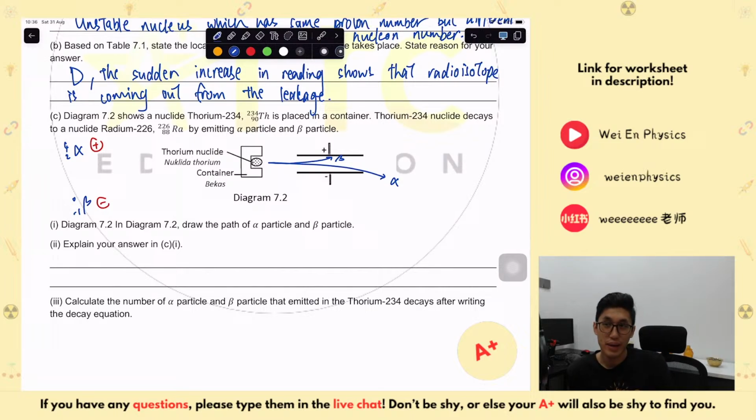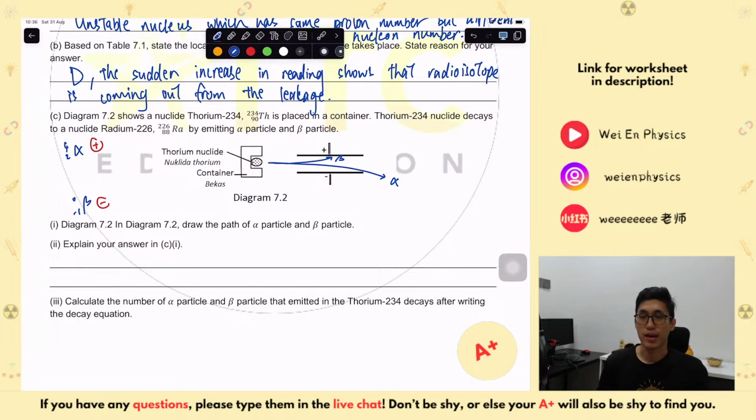Now, why does beta have to go up so quickly? It is because beta is much lighter. Alpha is much heavier than beta. So alpha is a bit slow to pull over, but beta is very easy to pull over.